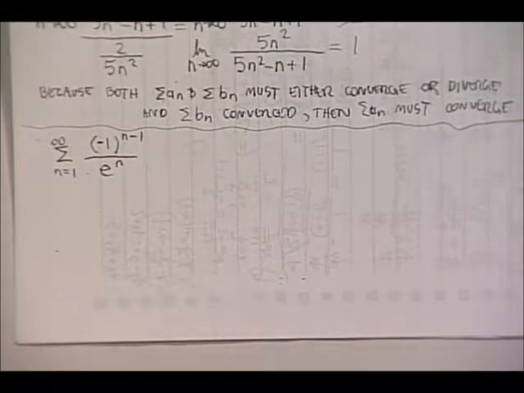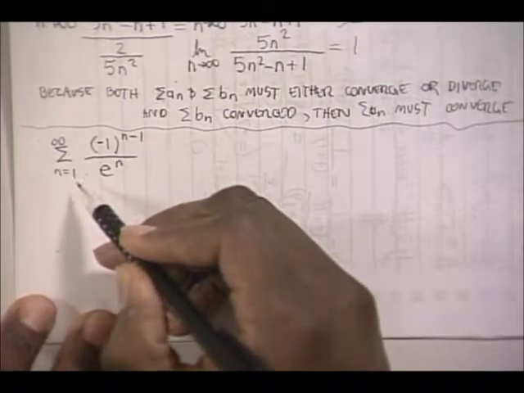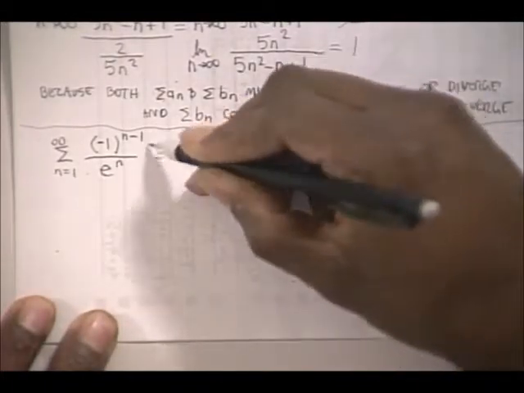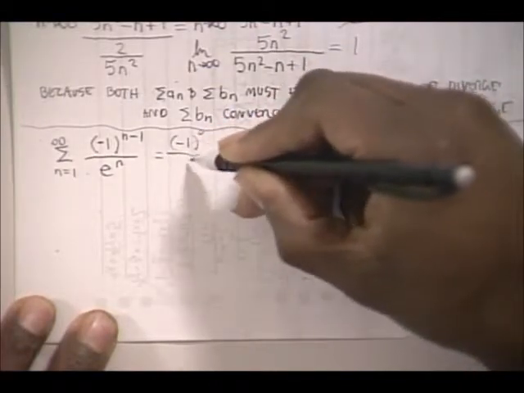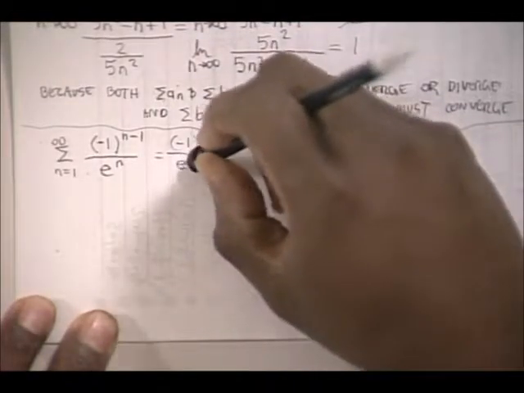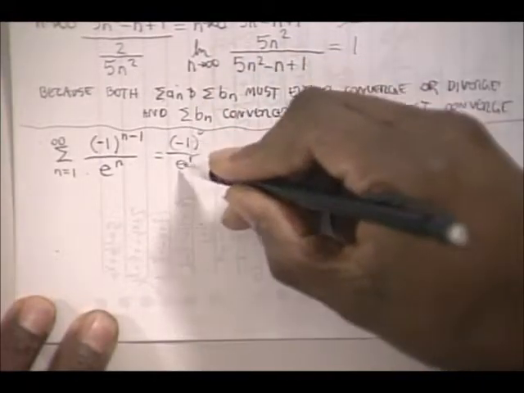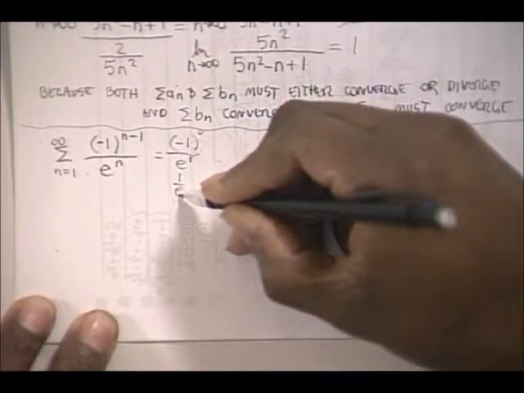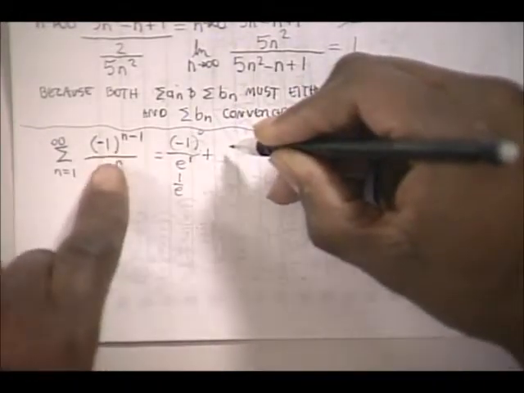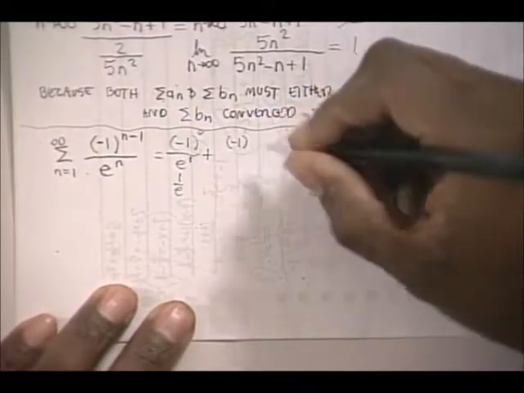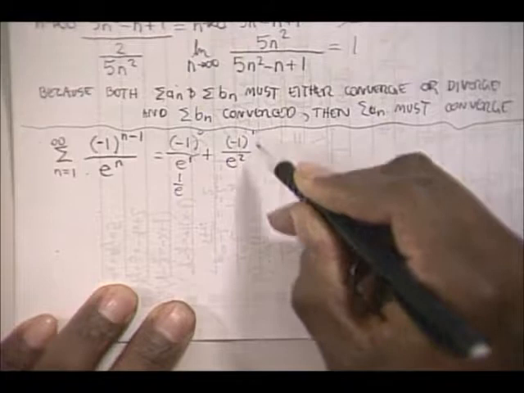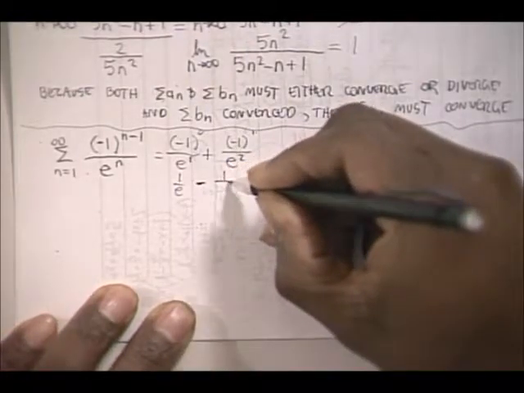Does it converge? And with this idea of an alternating series, what we want you to be able to see is if you put 1 here, you'd get negative 1 to the 0 power over e to the 1, which is a positive number, 1 over e. And then if you put in 2 into this series, you get negative 1 to the 1 power over e to the second. Notice how negative 1 to the 1 is a negative number, so this would be negative 1 over e to the second.